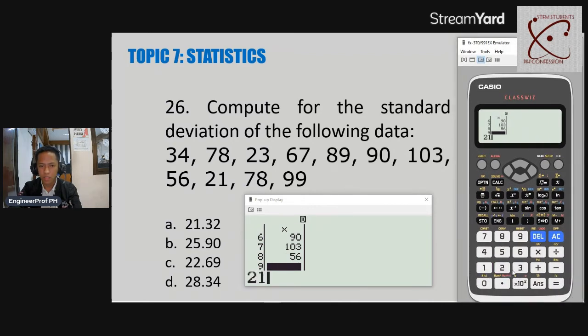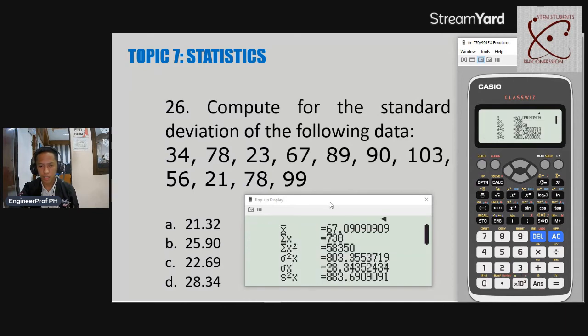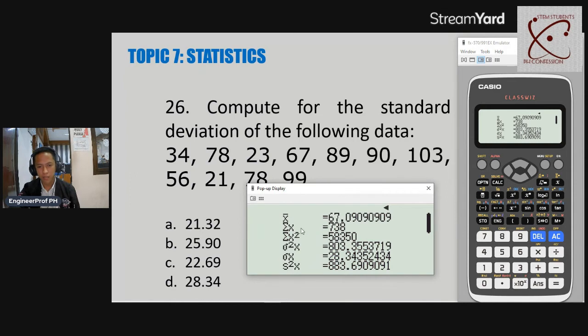and we have 21 equals lang natin, 78 equals, 99 equals. Ayun. We have 11, 1, 2, 3, 4, 5, 6, 7, 8, 9, 10, 11. Okay, 11 data. So after that, review natin. Then after ma-review, press option, then one variable calculation. So 3. So after you press 3, daming binigay na data. Ayan, may mean, ayun na nga, you have here standard deviation, okay, population, you have here, eto.